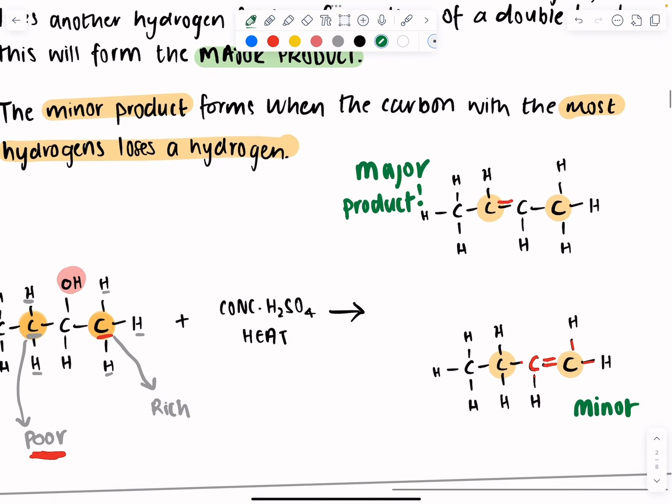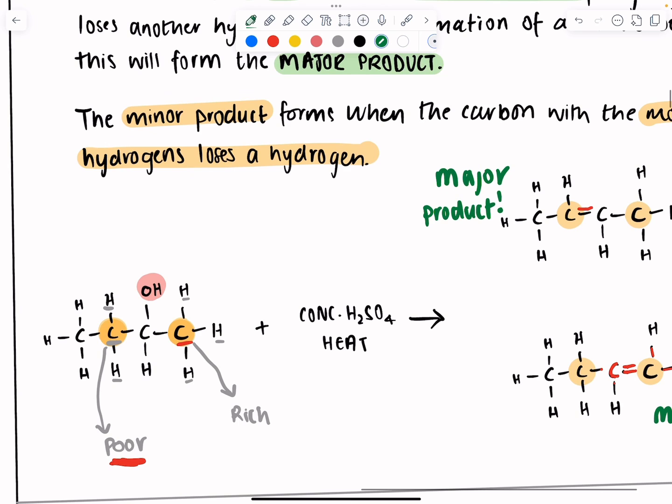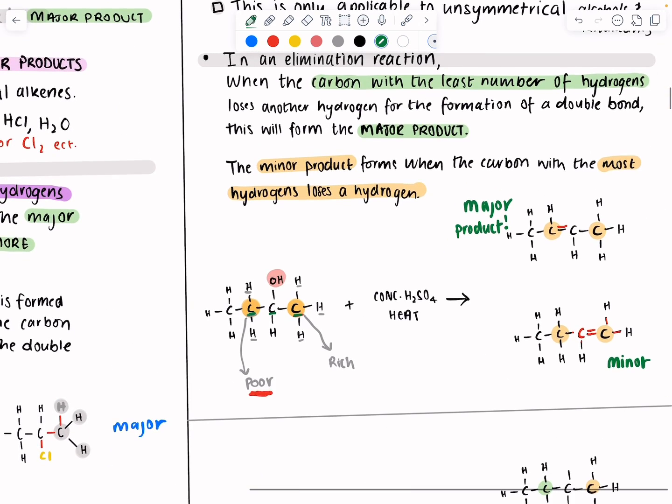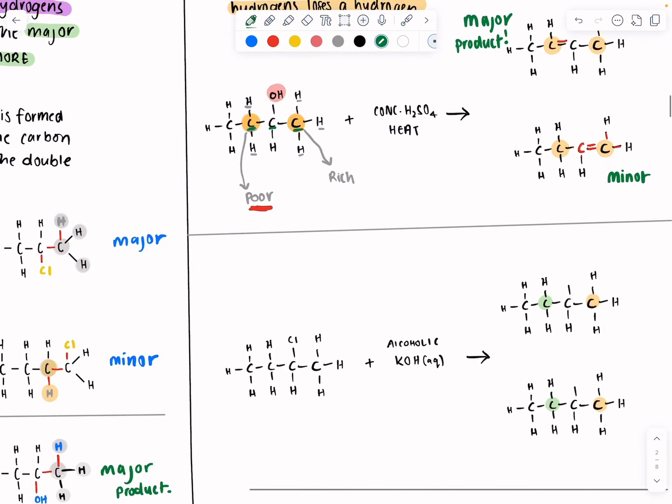And always remember, it's going to be the two carbons on either side of the alcoholic carbon, which you can form that double bond with and are comparing in terms of rich and poor, okay? Cool. So that's that. We have worked with that example.